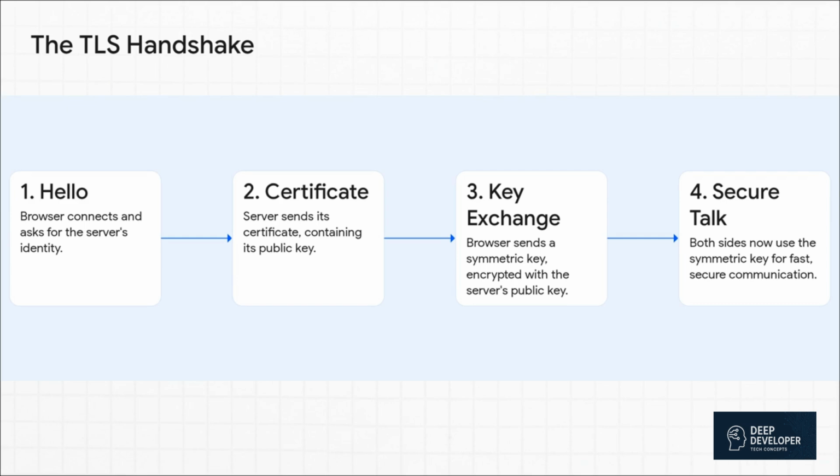This whole initial setup dance is called the TLS Handshake, and it goes something like this. Step 1. Your browser says hello to the server. Step 2. The server responds by sending back its digital certificate, which, remember, has its public key inside. Your browser checks that the certificate is legit. Then, step 3, your browser creates a brand new symmetric key, encrypts it using the server's public key, and sends it back. Finally, in step 4, the server uses its private key to decrypt that message, and boom! Both sides now share the same secret symmetric key, and the rest of the conversation can happen quickly and securely.